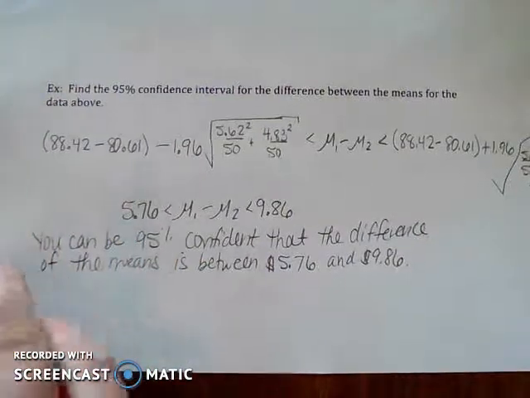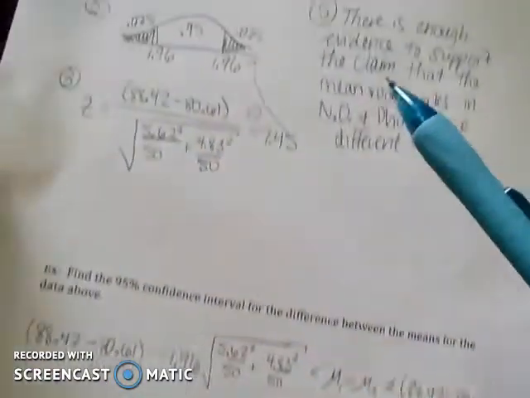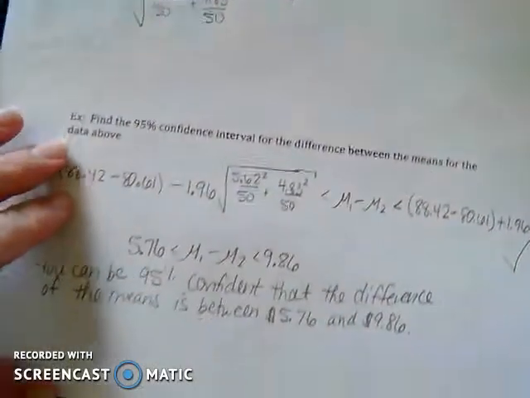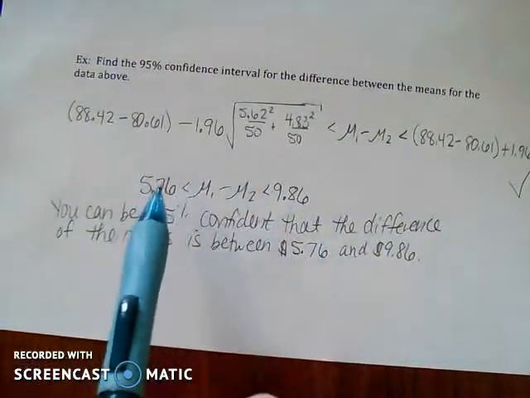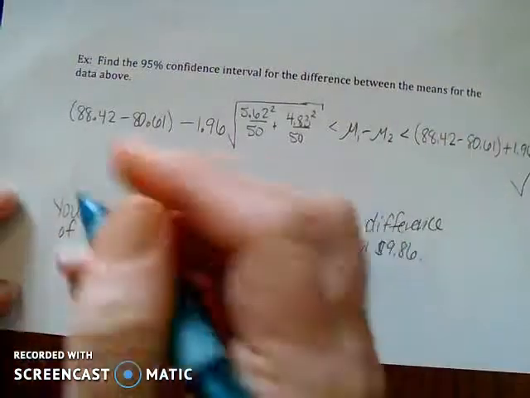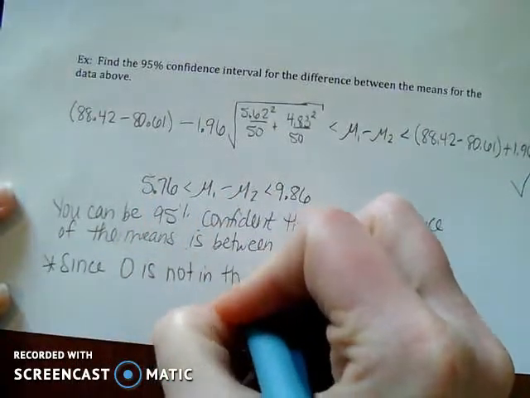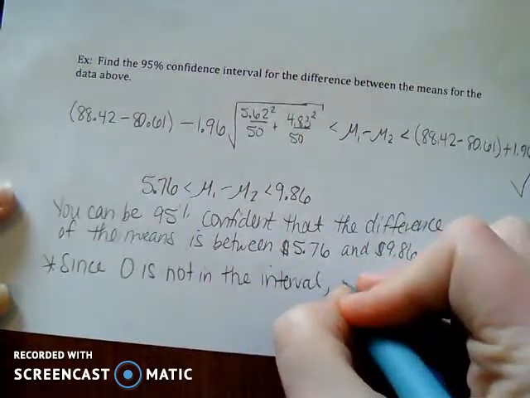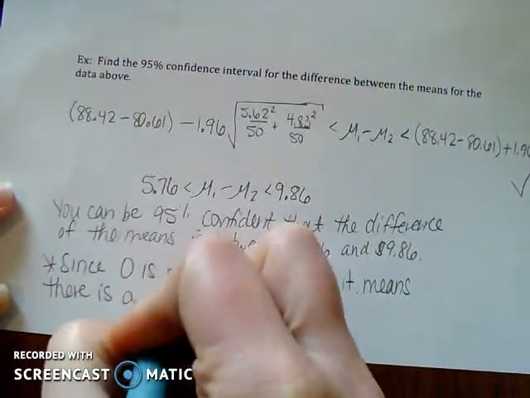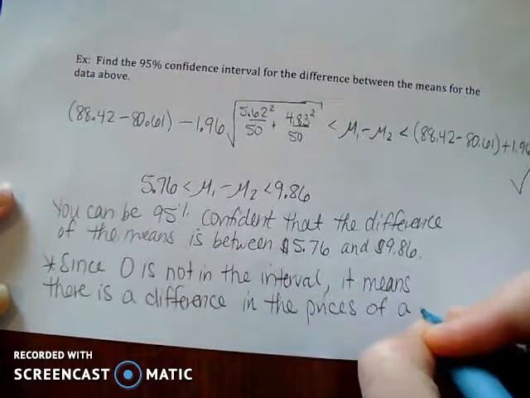Okay, the point of this is so that you don't have to do the 5-step problem. So in your homework, one of them will be just a confidence interval, and you should be able to know whether the claim is true or false. All right, and so here's how it works. This is saying if you subtract the two, you should get a number between $5.76 and $9.86. This shows there is a difference. Okay, so since 0 is not in the interval, it means there is a difference in the prices of a hotel room.